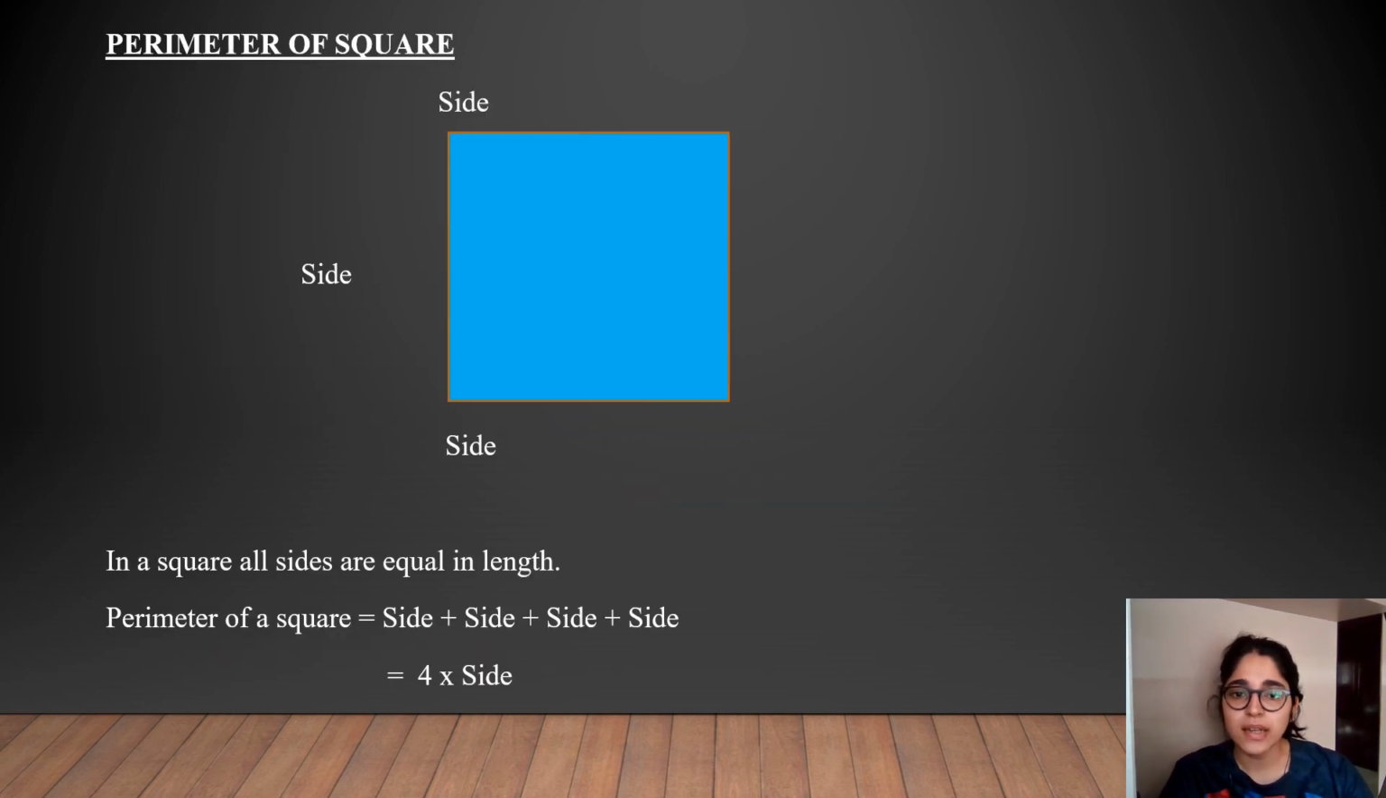Now let us understand the concept in a square. So the square always has how many sides? It has 4 sides, and over here we see there's 1, 2, 3 and 4. The length in the square will always be the same. So we just want to add the 4 sides. So it will be 4 multiplied by side. So therefore we understand the perimeter of a square.